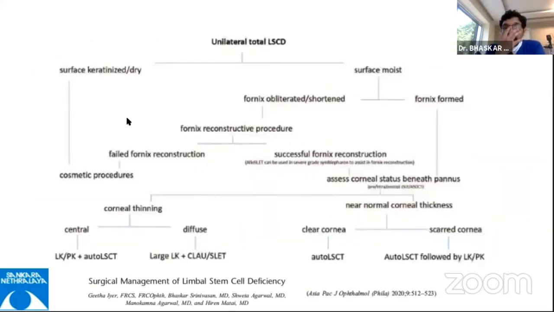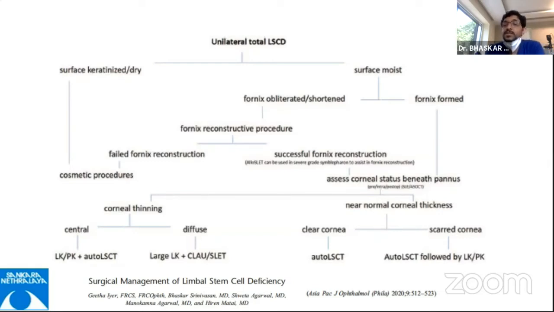So when you look at a unilateral limbal stem cell deficiency, you basically look at whether the surface is dry or keratinized. If it is keratinized, you're basically only looking at cosmetic indications. If it is moist, you look at whether the fornix is formed or not formed. If the fornix is formed, then you're going to look at whether the underlying cornea, the pannus, is thin or normal thickness. If the cornea is normal, then you're looking whether the cornea is clear or it is scarred.